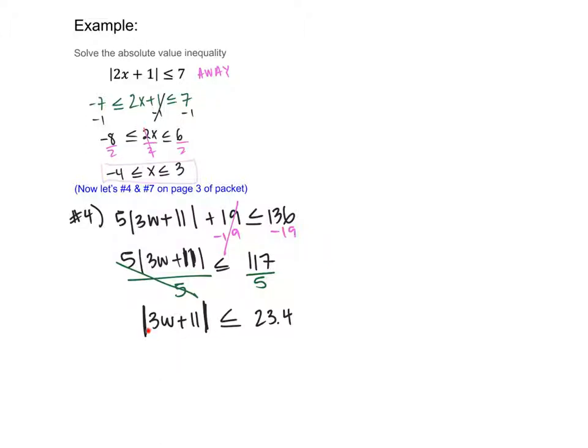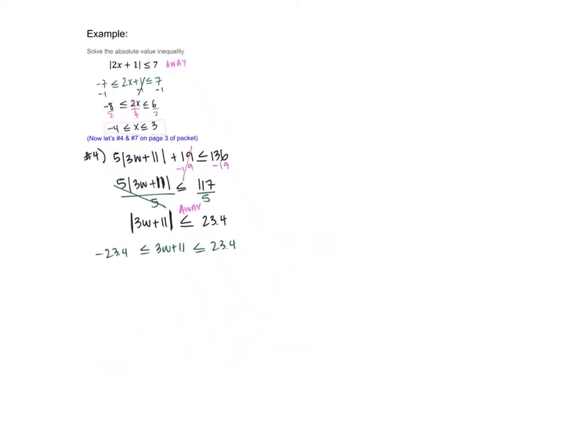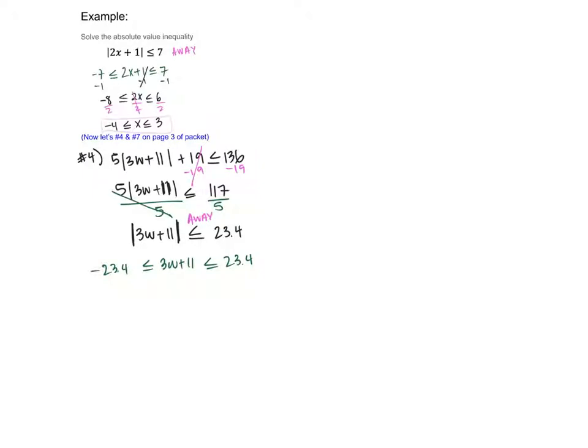And then from here, the absolute value sign is by itself. So that's when you can start including your negative value here. Because this inequality is facing away from the absolute value sign, that means we have one equation. So we can write this as negative 23.4 less than 3w plus 11 less than 23.4. Let me make some more space here. Okay, so from here, we're going to just try to get that w by itself. So I need to move over the 11 first. So subtract 11.